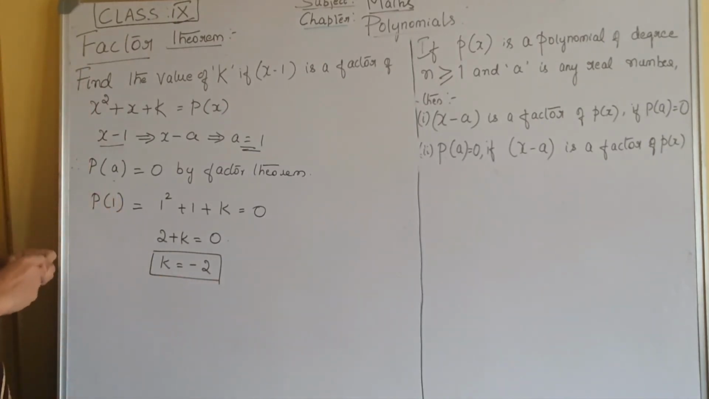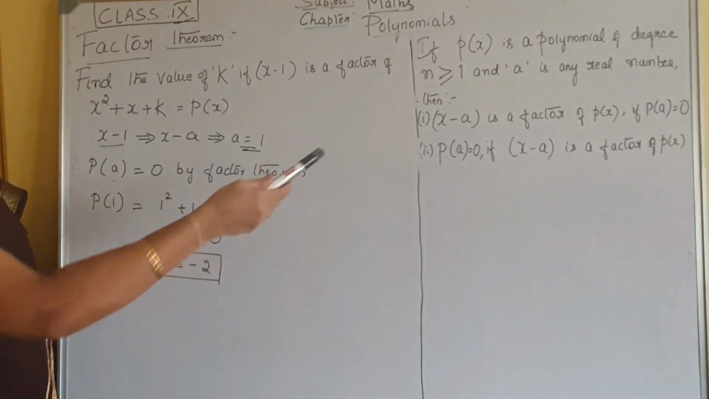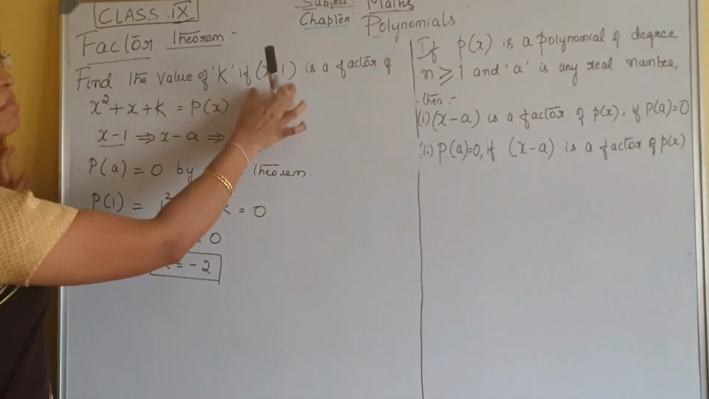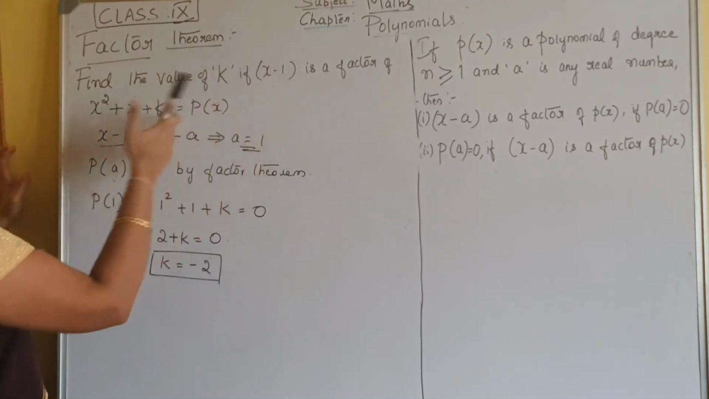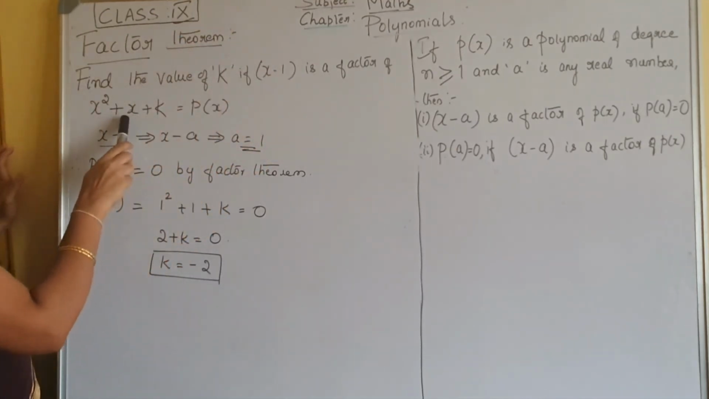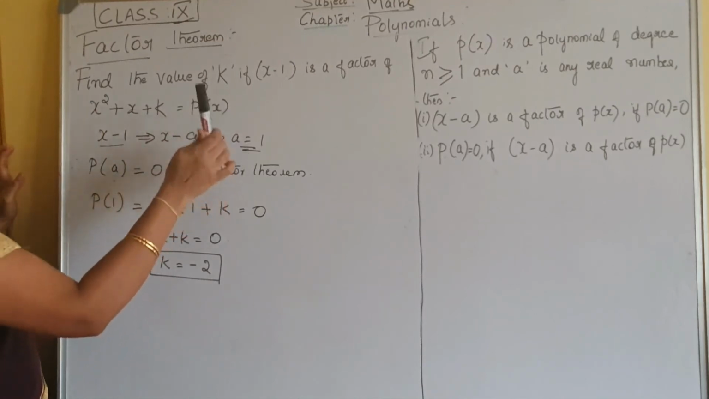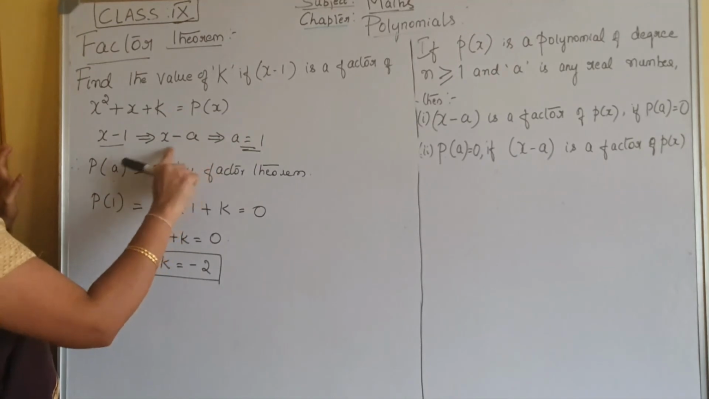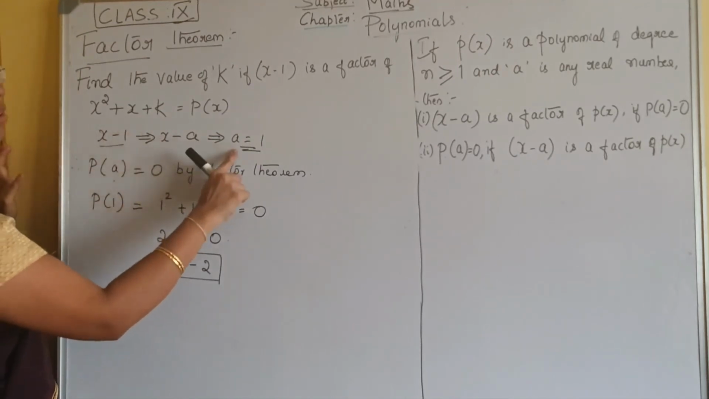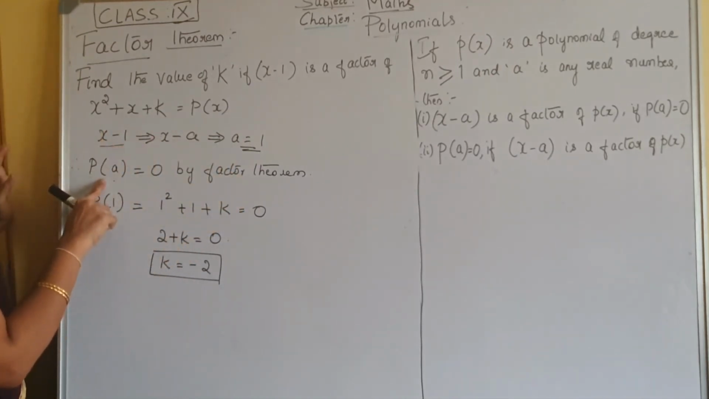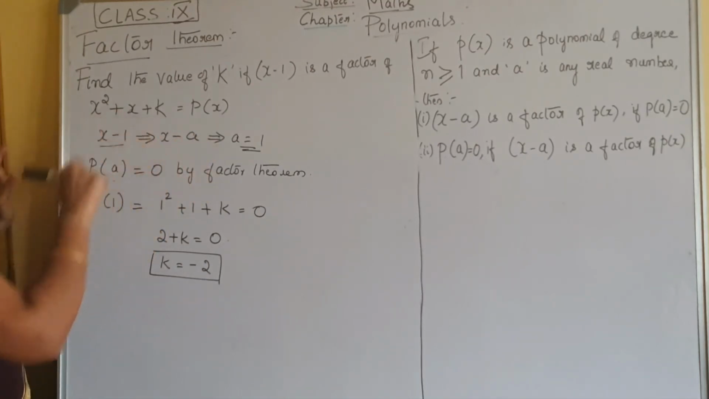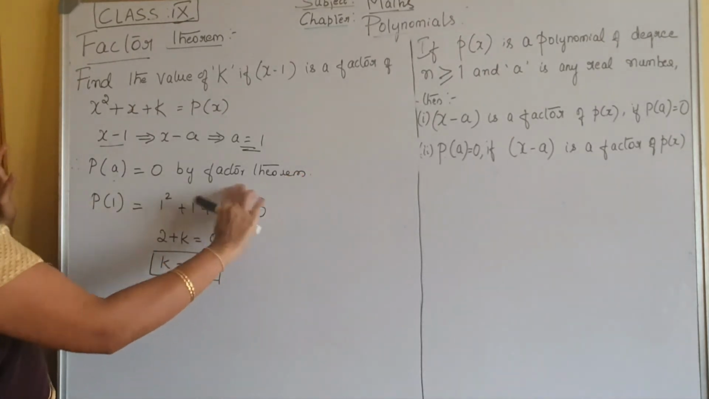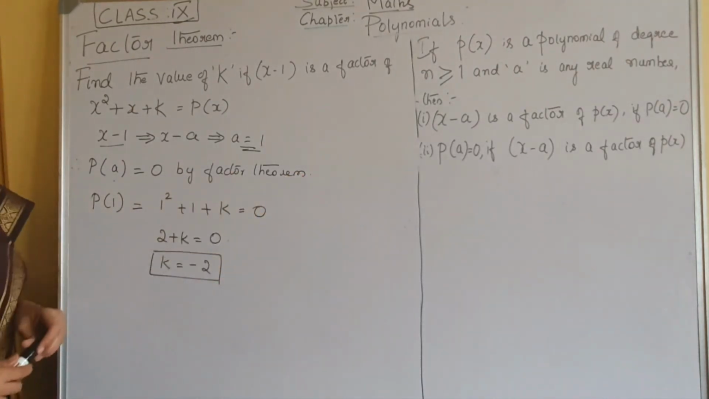So these types of problems are very simple. We will again apply the second part of the factor theorem. That is, they have already given that this linear polynomial is a factor. So if it is a factor, then P of a is 0. Get the value of a. First step is to get the value of a. That is, x minus 1 will be equated to x minus a. So it's very simple to get the value of a. Take the value of P of a. Substitute that value in the polynomial. And we equate that to 0. Why do we equate that to 0? It is by factor theorem. Okay.